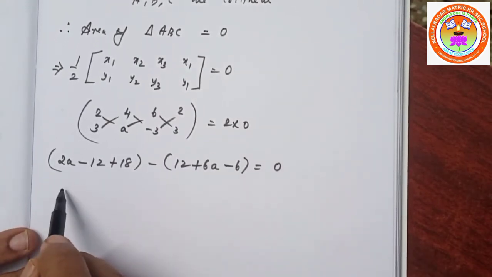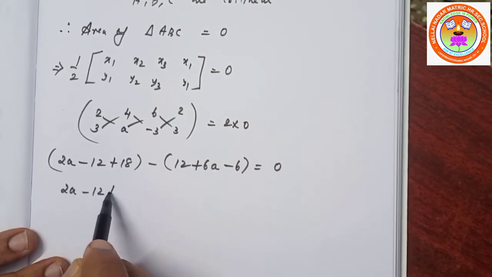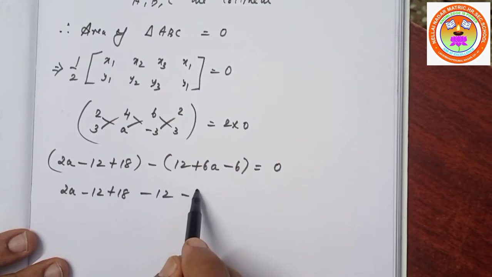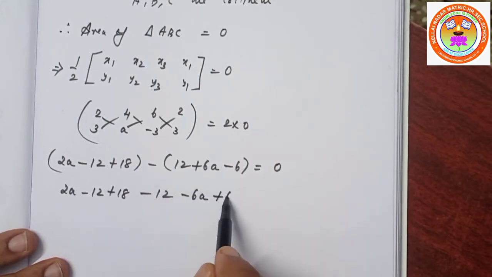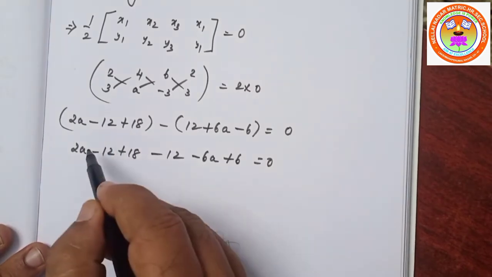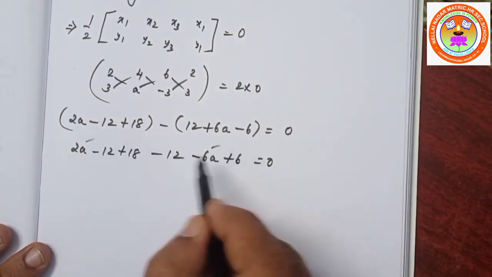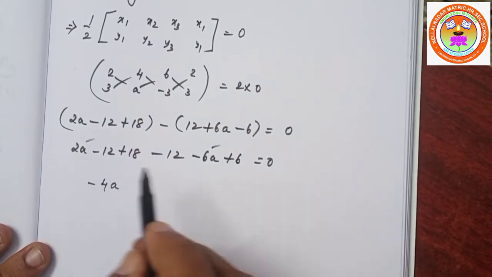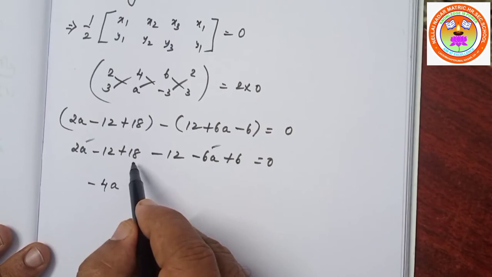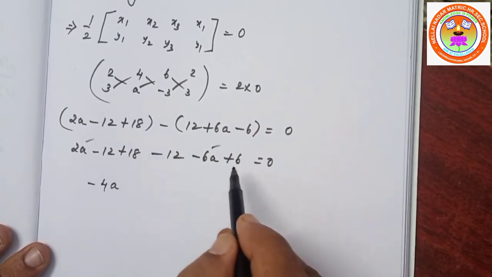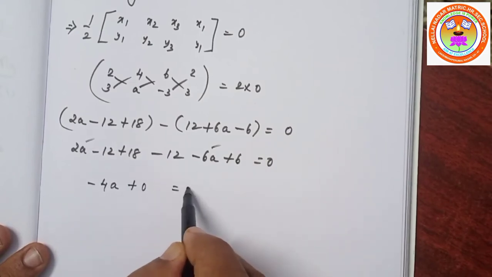Now eliminate the brackets: 2a minus 12 plus 18 minus 12 minus 6a, minus into minus plus 6, that is equal to 0. 2a minus 6a, like terms, that is equal to minus 4a. Minus 12 plus 18 is 6, 6 minus 12 is minus 6, minus 6 plus 6 is 0, that is equal to 0.